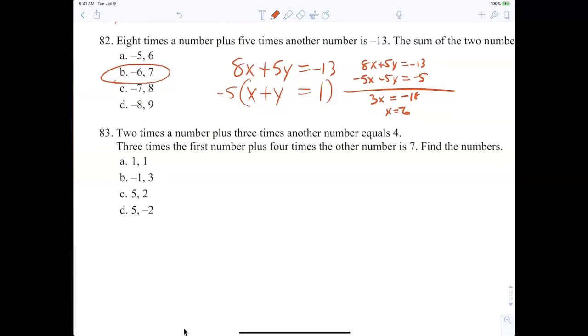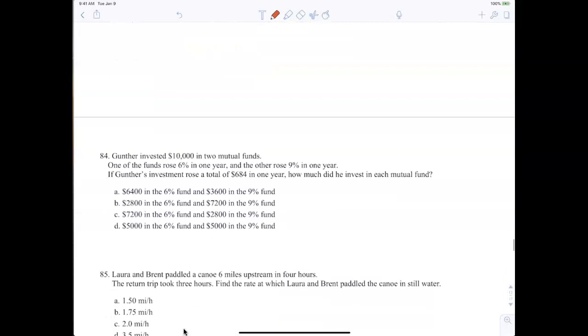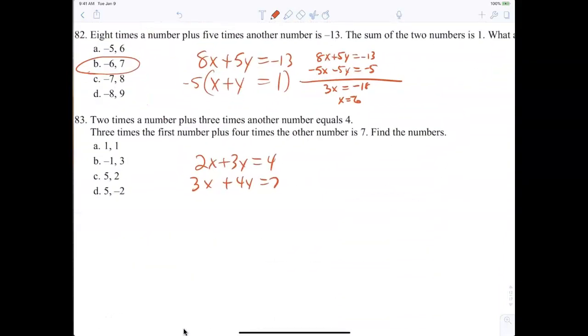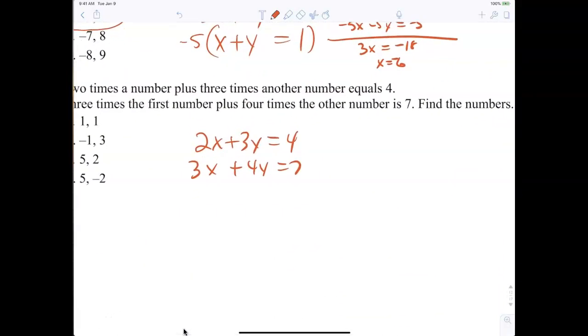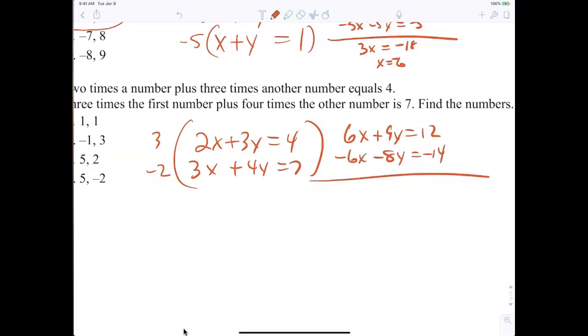83. 2 times a number plus 3 times another number equals 4. 3 times the first number plus 4 times the second number equals 7. Alright? Sorry, I just want to see how many I've got because time is running out. Alright, so now here I want to multiply by 3 and by -2. 6x plus 9y equals 12. -6x minus 8y equals -14. The x's cancel. y equals 2.